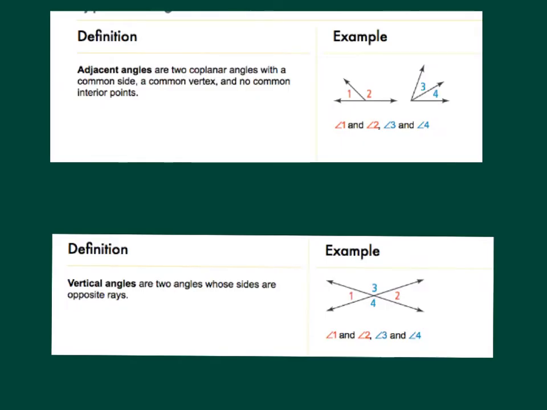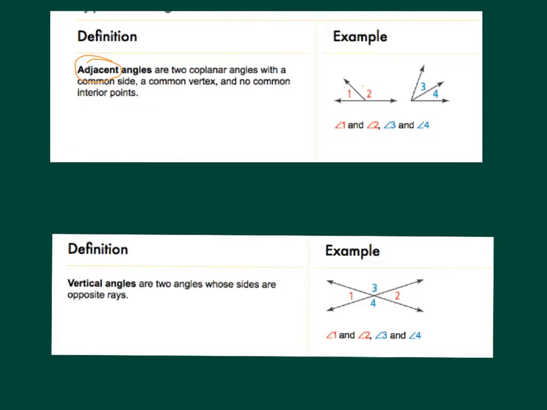Adjacent angles are two coplanar angles, meaning they're in the same plane, with a common side or vertex, and no common interior points. So adjacent, think touching, okay? So angles 1 and 2 here, they share a ray and a vertex, so they are adjacent angles. And then also 3 and 4 are adjacent angles. They have to share a ray and a vertex.